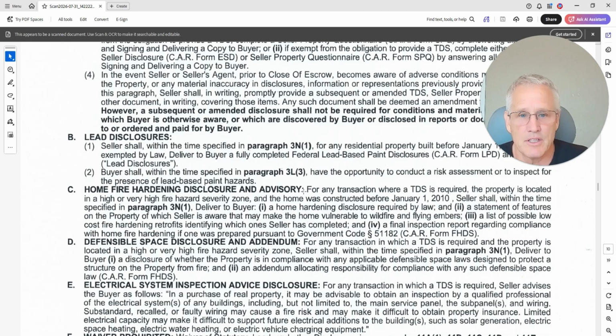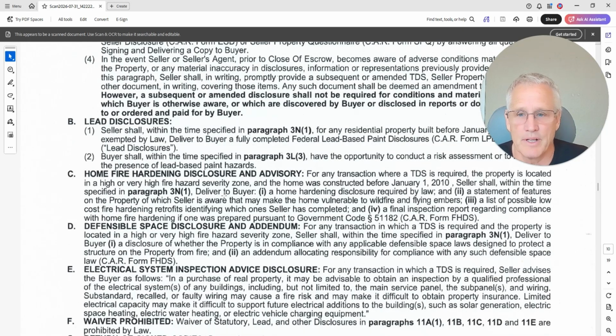So if you're interested, you should definitely read this stuff, especially when it comes to stuff like the defensible space disclosure. We now have a defensible space disclosure that the seller must fill out, talking about defensible space around the house and what they know about the fire hardening of the home.